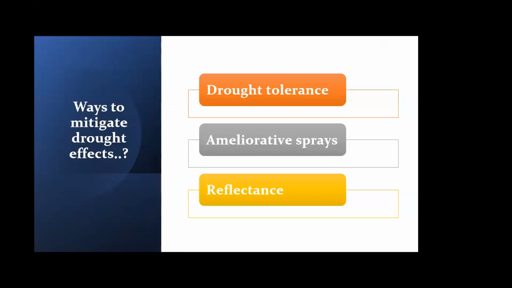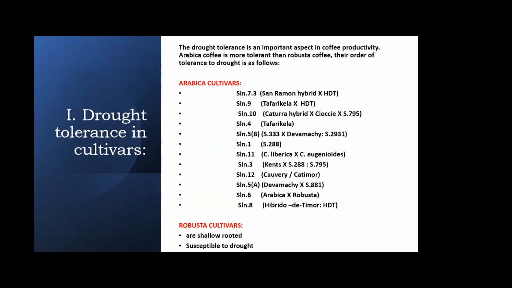So how to mitigate this drought? It's one of the challenging things. It is only by way of growing drought tolerant cultivars. Second thing is by adopting some of the sprays, that is ameliorative sprays. And third one is with the help of some reflectants. Spraying of reflectants on the coffee plants will help to mitigate these drought effects.